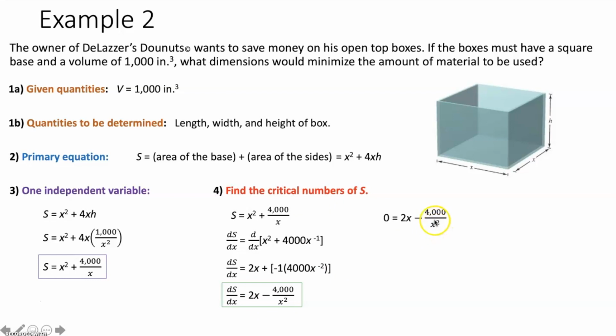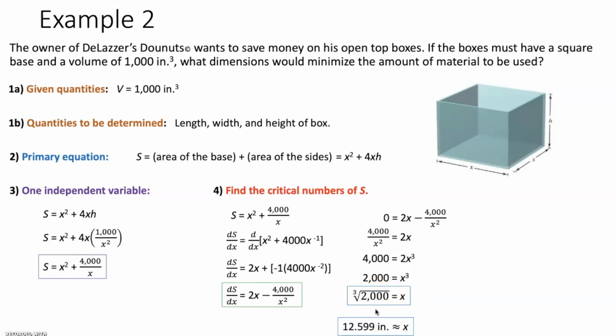So how do I do that? I add 4,000 over x squared to both sides. I multiply both sides by x squared. I divide both sides by 2, and I cube root both sides. And I get x is equal to the cube root of 2,000. Now, you could leave it like this if you wanted to be exact, or if you wanted to round it to the nearest thousandth, we would say x is approximately equal to 12.599 inches. Before moving on, let's quickly determine, does this length make sense? Yes, it's not negative, it's not 0, so we can move on to our next step.